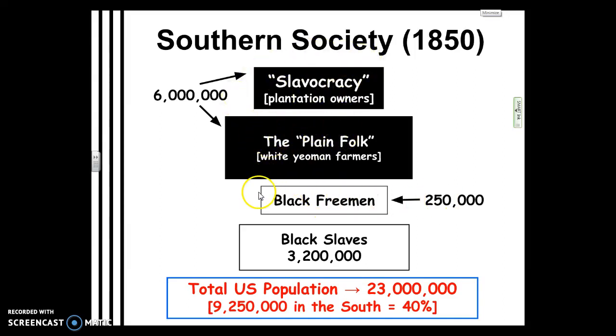Going forward, then you have the black freemen, which will be 20,000 free blacks living in the South. Yes, there were free African Americans living in the South, and then your 3.2 million black slaves. So by 1850, we're talking 23 million people in the United States. About 9.2 million are Southern, and about a third of that is slaves. Okay, so something to think about as it goes forward.